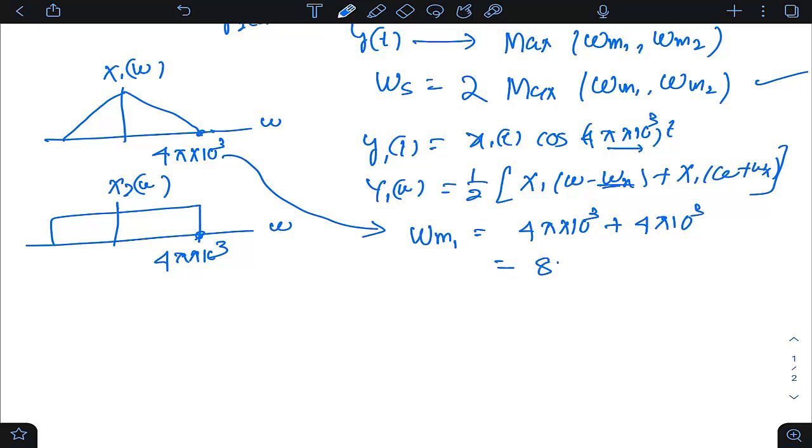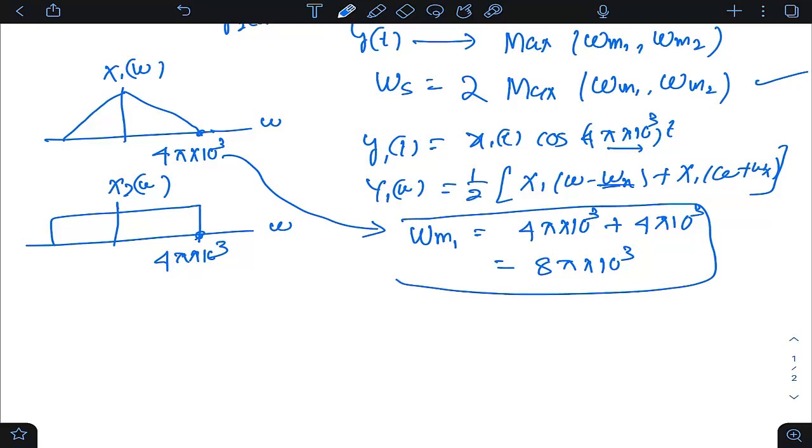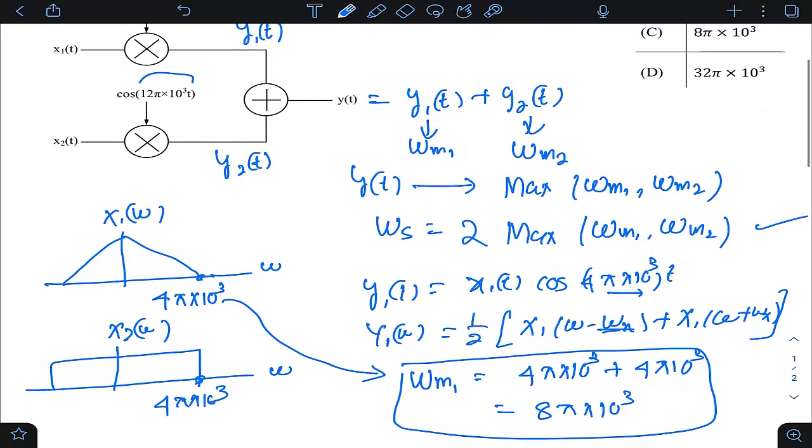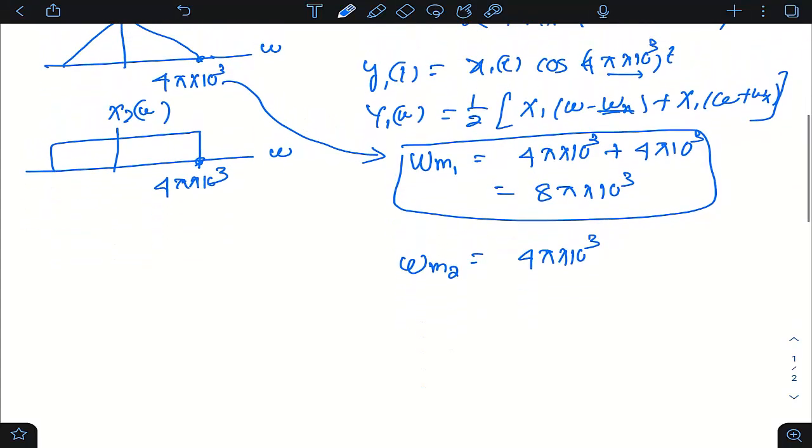So this is 8 pi into 10 raised to power 3. This is omega m1. In the same logic, omega m2, if you find it out, is 4 pi into 10 raised to power 3 plus, in this case, 12 pi into 10 raised to power 3. So this is basically 16 pi into 10 raised to power 3. This is your omega m2.